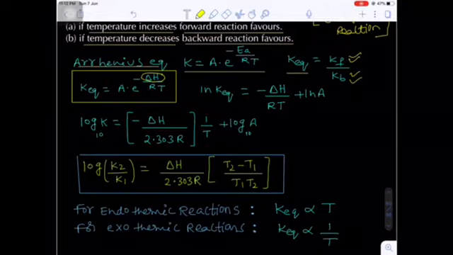Now if you apply the logarithm, you will get ln K equilibrium equals minus delta H by RT plus ln A, where ln means to the base e. If you convert this into base 10, log K is equal to minus delta H by 2.303 capital R into 1 by T, plus log A. There are two different temperatures, T1 and T2, and the equilibrium constants K1 and K2. All these things we discussed in previous videos. Go and watch those videos. That is the dependence of equilibrium constant on temperature.